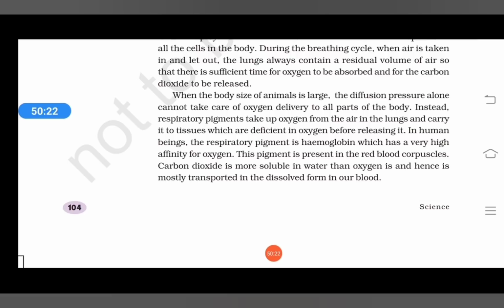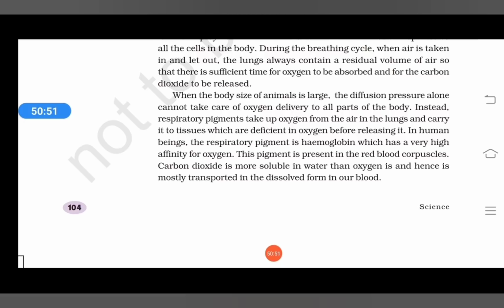When the body size of an animal is large, diffusion pressure alone cannot take care of oxygen delivery to all parts of the body. Instead, respiratory pigments take up oxygen from the air in the lungs and carry it to the tissues which are deficient in oxygen before releasing it.